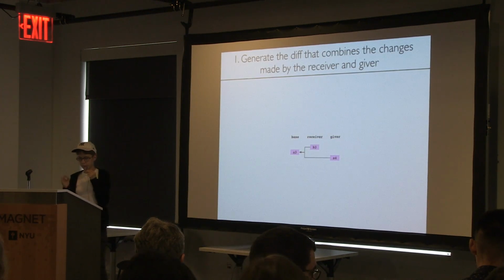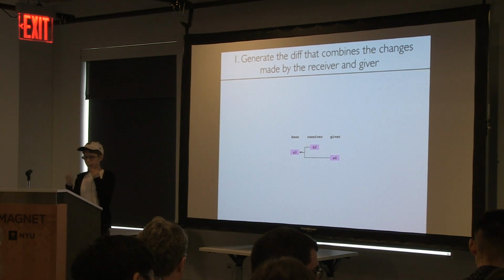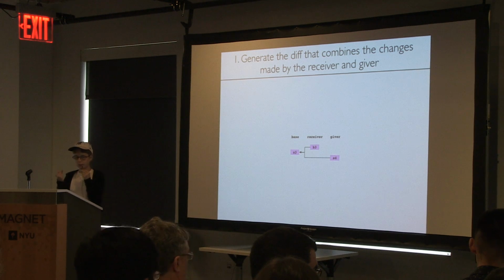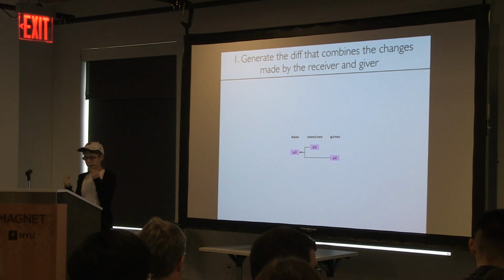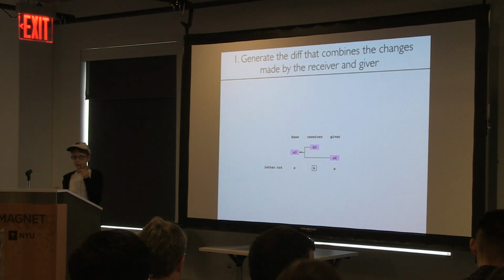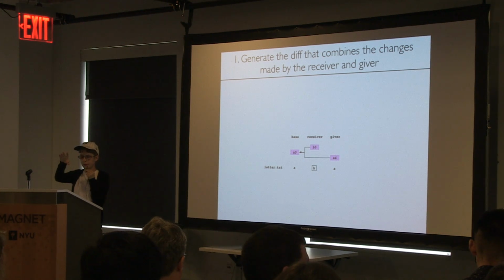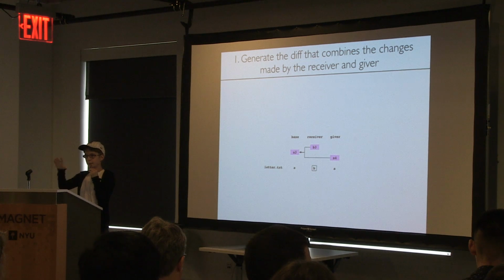So now let's bring the 3 actors on stage. So we've got the base commit, the A3 commit, where both of our commits we're merging came from. We've got the receiver commit, B3, which is the one we're on, and the giver commit, A4, which is what we're bringing in. So let's step it through. So first we want to generate the diff that combines the changes made by the receiver and giver. Okay? So what this means is, we want to take the changes that the receiver made, take the changes that the giver made, and bring those together. So if we just recap, the receiver changed letter from A to B, and the giver changed number from 3 to 4. We just want to merge those 2 sets of changes together.